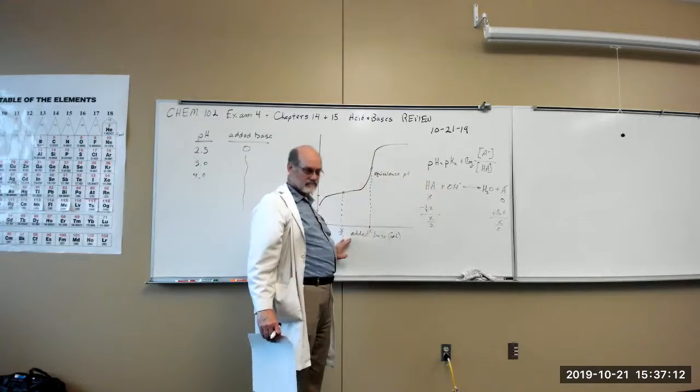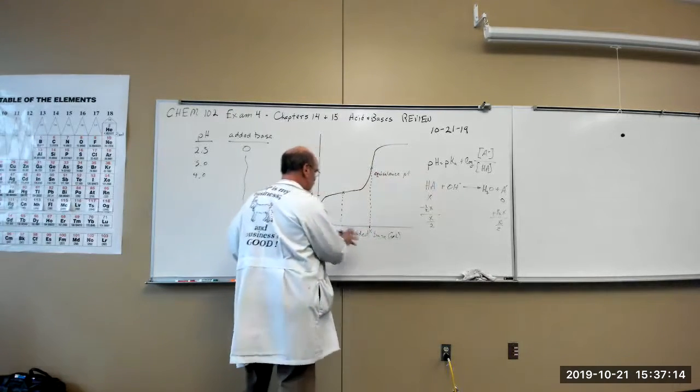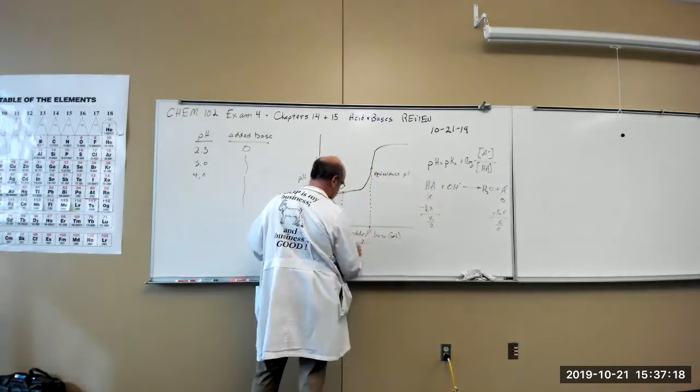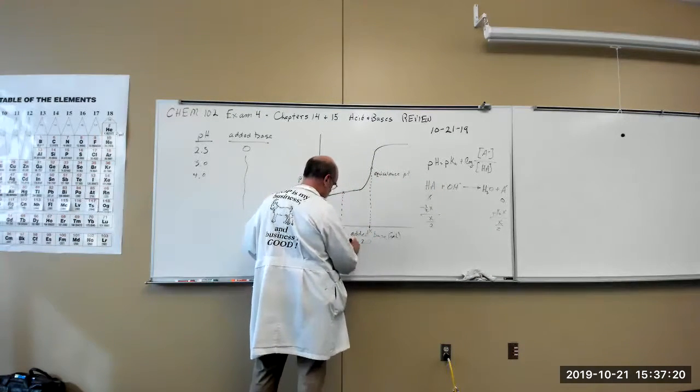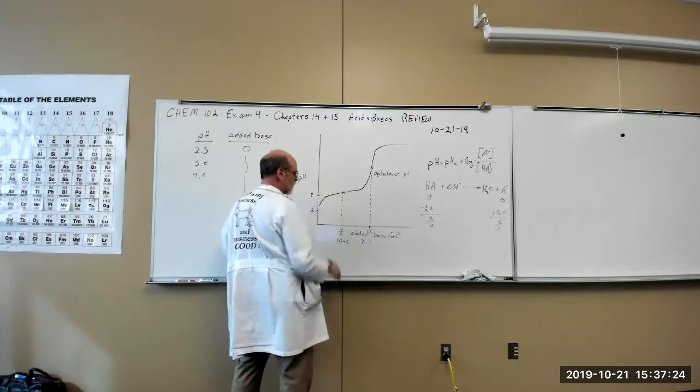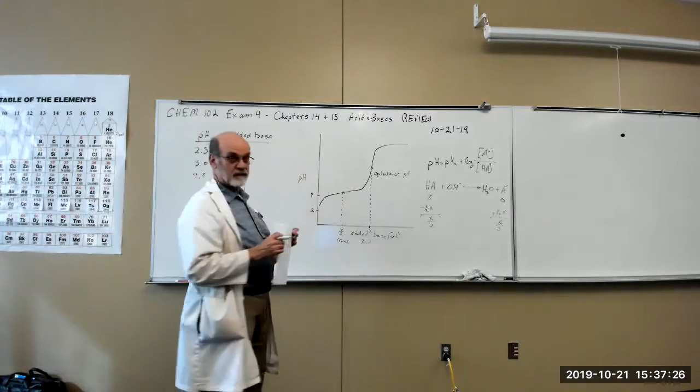So if we use up half of it, that puts us back at half the amount of base added. Okay? So now, with half the amount of base added, let's just say this is, for argument's sake, 20 mils. So this would be 10 mils. So at 10 mils, you go up here, that's the middle of your buffer zone. Okay?